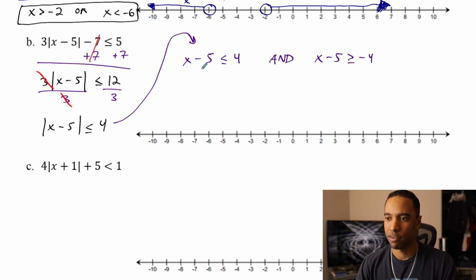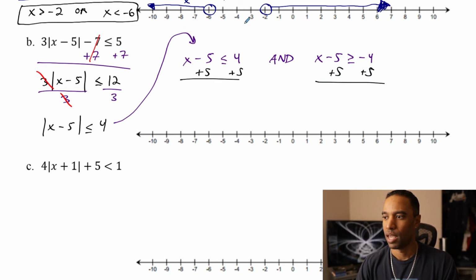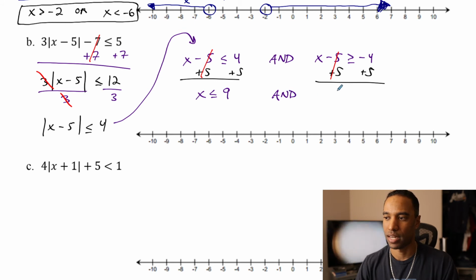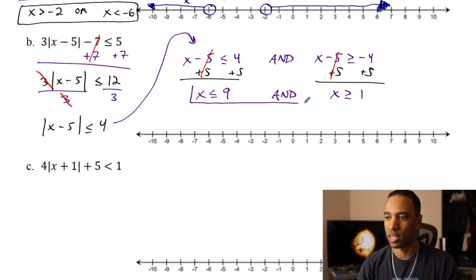So let's go ahead and add 5 to all these right here, and we're going to get our solution set, if you will. As the 5s cancel, we are then left with, on this leftmost inequality, x is less than or equal to 9, and here we have x is greater than or equal to 1. Negative 4 plus 5 is 1. So that's your final solution set there.